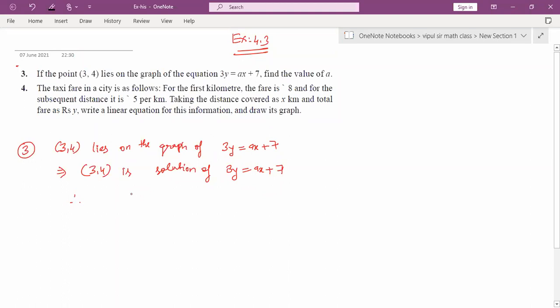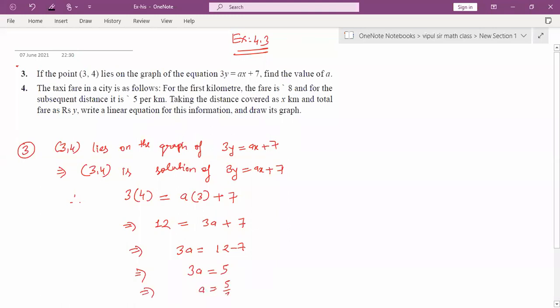So therefore we can write 3 into y. What is the value of y here? 4, equals a. What is the value of x? 3, plus 7. Therefore this will be 3 times 4 is 12, equals 3a plus 7. So 3a equals 12 minus 7. 12 minus 7 is 5, and therefore the value of a will be 5 by 3.